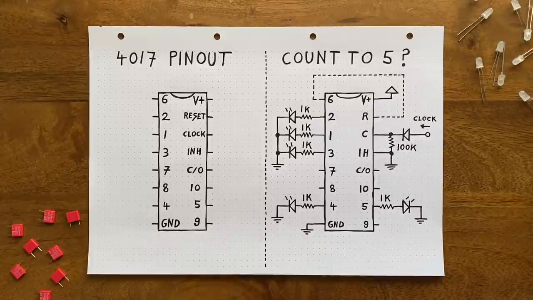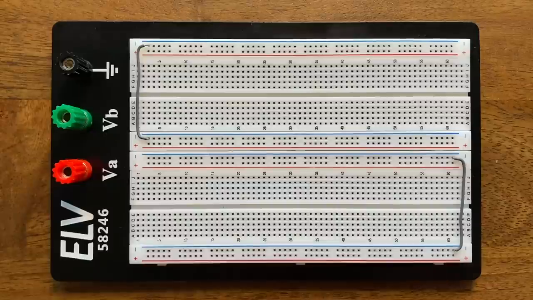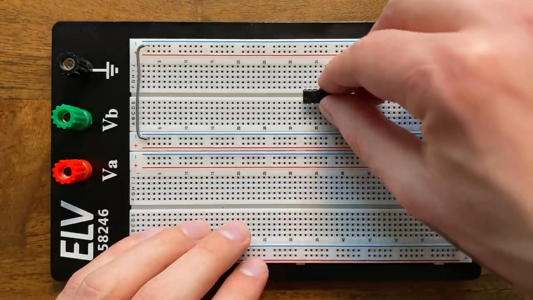Now, you might ask why we're setting up only 5 LEDs when the chip has 10 outputs in total. Well, there's actually nothing stopping us from using all 10. I simply made the decision to build a sequencer with 5 steps exactly, so I'm only interested in the first 5 outputs. Assuming you're willing to go along with this, let's set up the circuit on a breadboard.